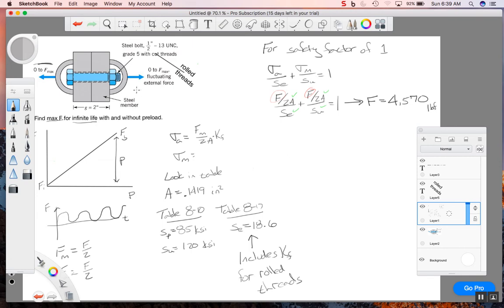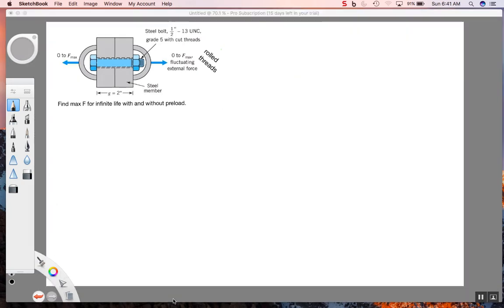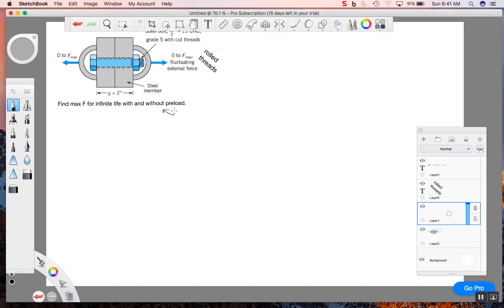Okay, so we know that a 1/2-inch bolt, I brought one into class the other day, is good for about 12,000 pounds. But due to the stress concentrations, the endurance limit, and fatigue, it drops me down to 4,570 pounds. This is really important to note because we're going to do it again with a pretension. So here we go. Without preload, we were at 4,570 pound force. But now what if we do add some preload to this?